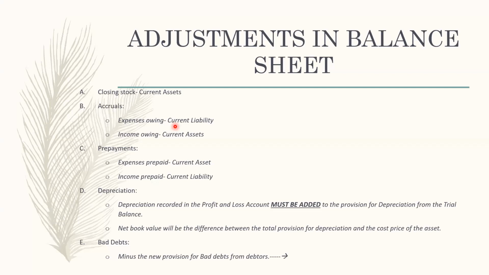So we get rent received from a tenant, or we get an interest received or some kind of discount received or commission received. If we get these types of income owing to us, we consider it to be a current asset.